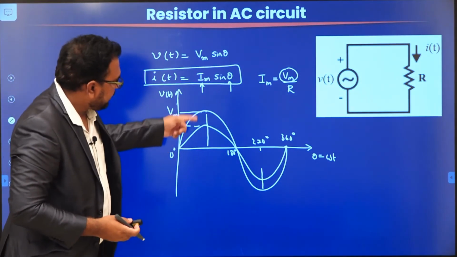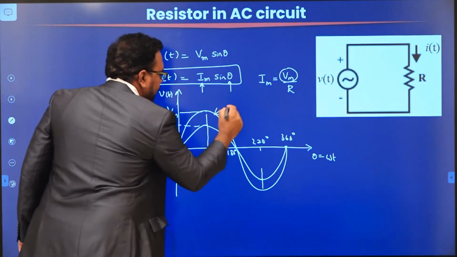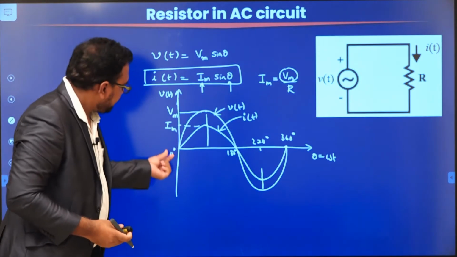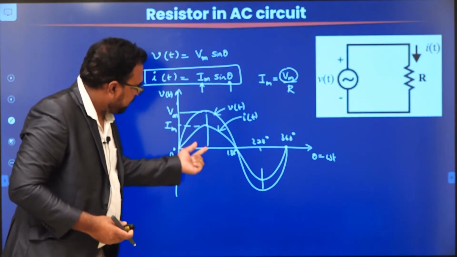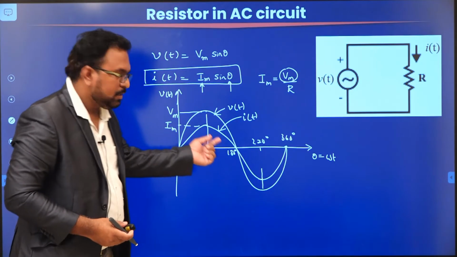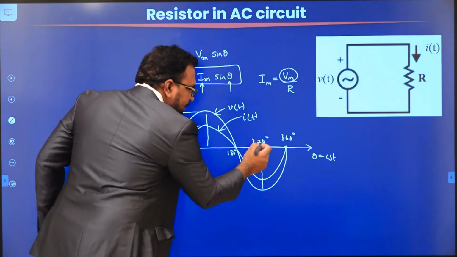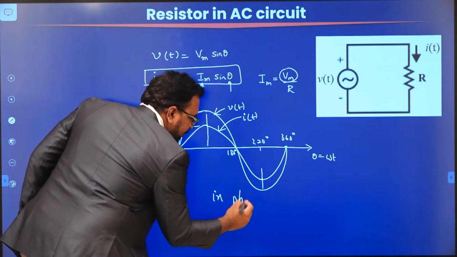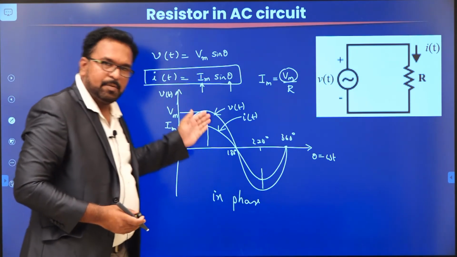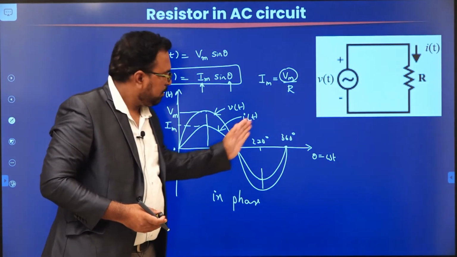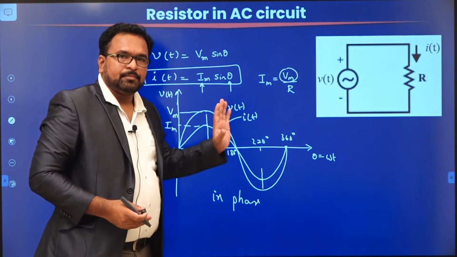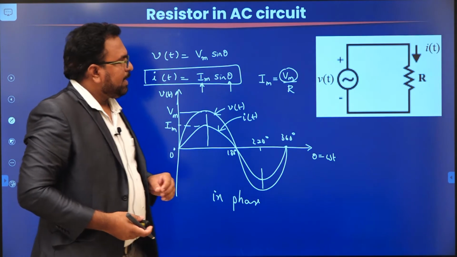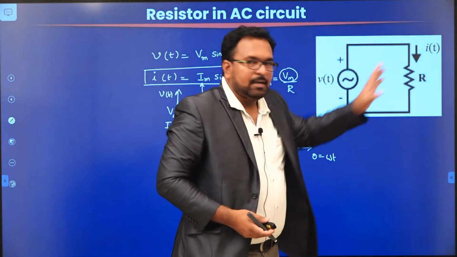If you observe the voltage and current waveforms, this is V of t and this is I of t. Both start at 0 degrees, reach positive maximum at 90 degrees, again become 0 at 180 degrees, reach negative maximum at 270 degrees and finally again reach 0 at 360 degrees. So we are going to call it in phase. Both are in phase because both start at 0, reach maximum at the same point, and again become 0 at the same point, like that. So it goes on repeating. That's why this voltage waveform and current waveform are said to be in phase. So in case of a resistor, the voltage and current are in phase.